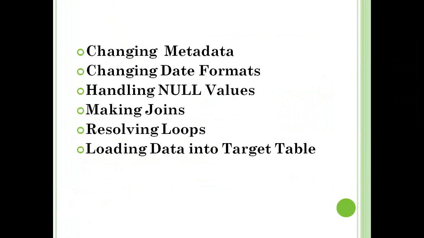Then we need to change date formats, handle null values, implement joins, and if there are any issues like circular loops, we need to resolve those issues. Finally, we load the transformed data into target tables. Assume that after all these functionalities, we have prepared a data warehouse on top of the database. After preparing the data warehouse, we need to generate reports and dashboards on top of it. By using those reports and dashboards, end users can finally analyze their business.